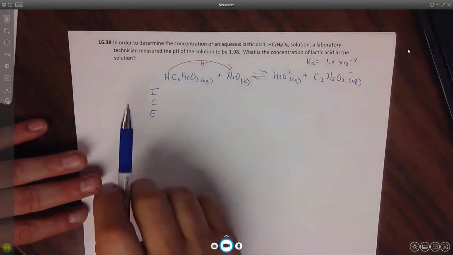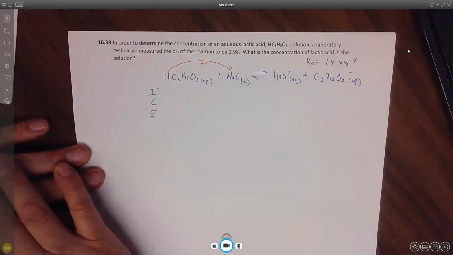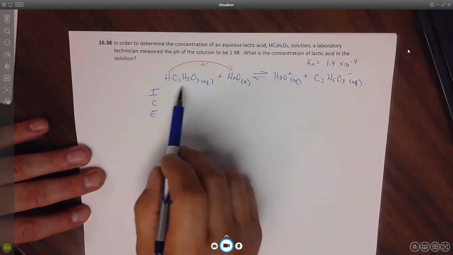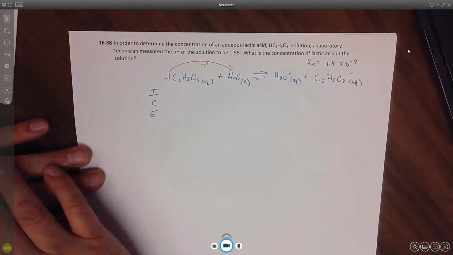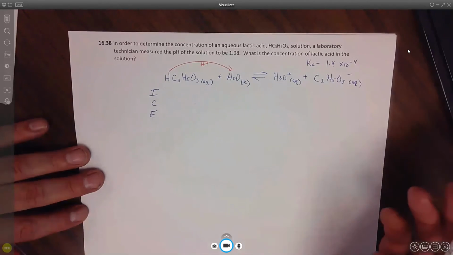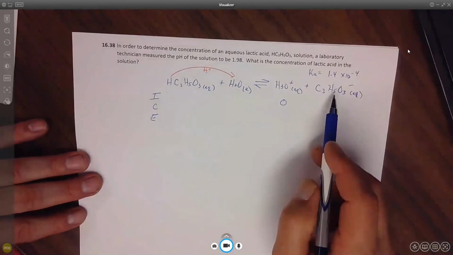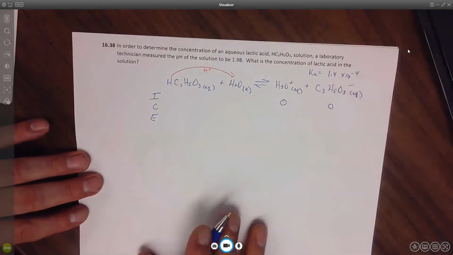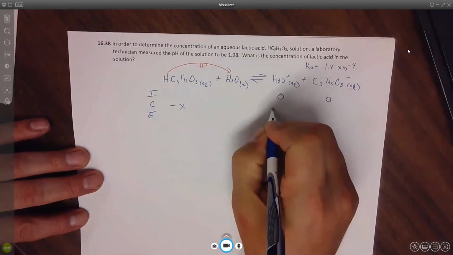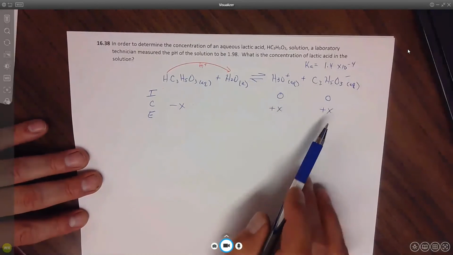So I can go through here and I can say, okay, well, they did not give me the initial concentration. In fact, that's what we're looking for. I'll come back to that in a second. We are assuming that we had pure water, so there'd be no hydronium ion or conjugate base to begin with, so they would both be zeros. Our change, we're always going to lose our reactants and gain our products. All the coefficients are 1, so it'd be minus 1x, plus 1x.